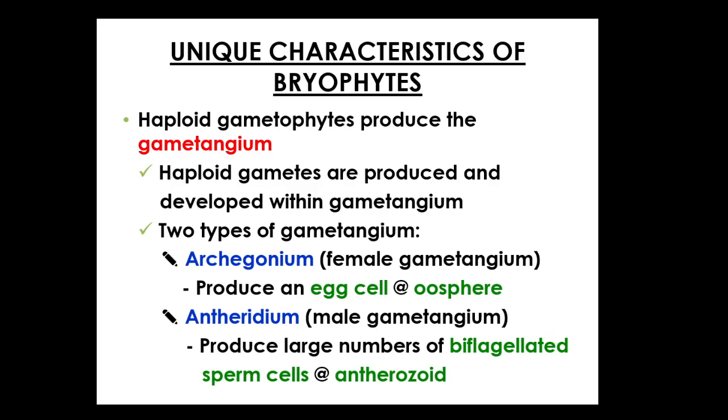Haploid gametophytes will produce the gametangium. Haploid gametes are produced and developed within the gametangium, so this is kind of the multicellular structure that will produce the egg cell or the sperm cells. If the gametangium is female, it can be called an archegonium. Archegonium will produce an egg cell or oosphere, whereas a male gametangium will be called antheridium, and it will produce large numbers of biflagellated sperm cells, or also called antherozoid.